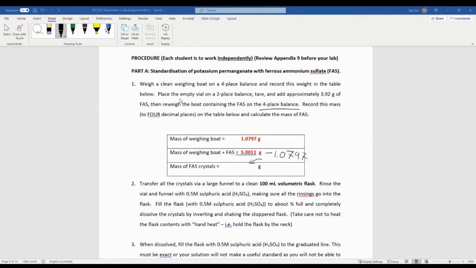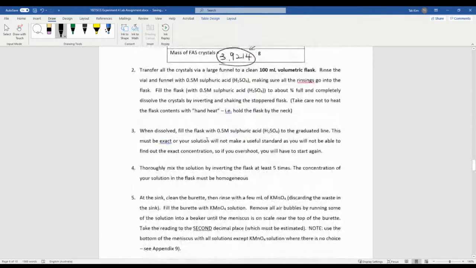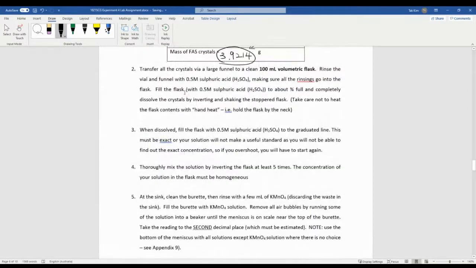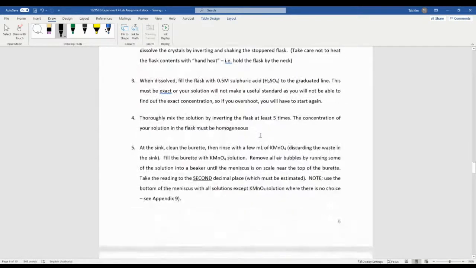So I have 3.9214 grams. You'll need to use this number for your calculation. And please read this one carefully. Some of the numbers over here will be used for your calculation later on.